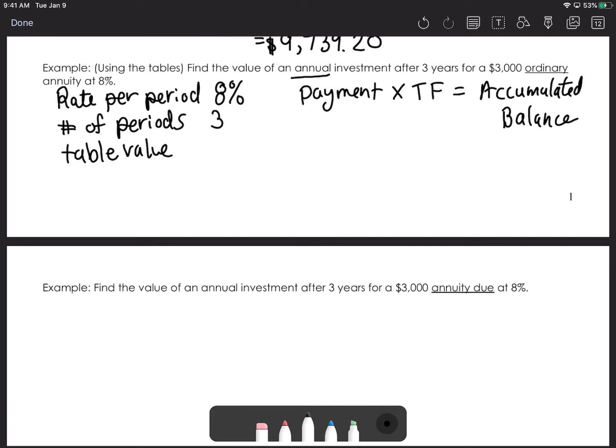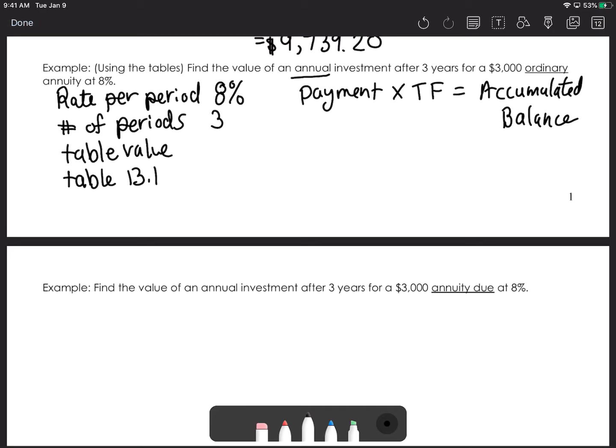So now, because this is an annuity and we're trying to figure out what lump sum of money we're trying to save up at the end of the time frame, we're going to use table 13.1. So when we look at table 13.1, we want to find the page that says 8%. We want to go down to the number of periods. It says 3 periods. We want to make sure we're looking at the column that says 13.1.